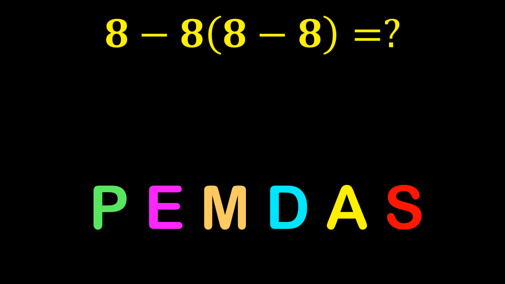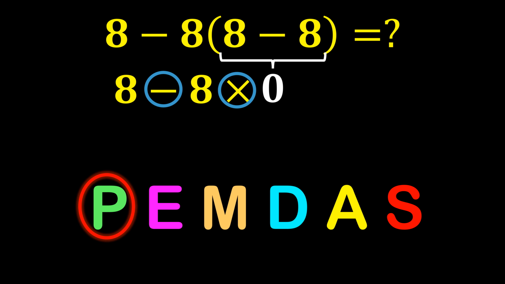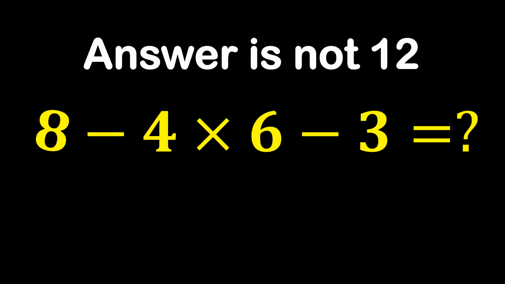According to the PEMDAS rule, we must first solve what's inside the parentheses. So 8 minus 8 equals 0, and the expression becomes 8 minus 8 times 0. Again, according to PEMDAS, multiplication has higher priority than subtraction, so 8 times 0 equals 0, and finally 8 minus 0 equals 8. Now it's your turn.